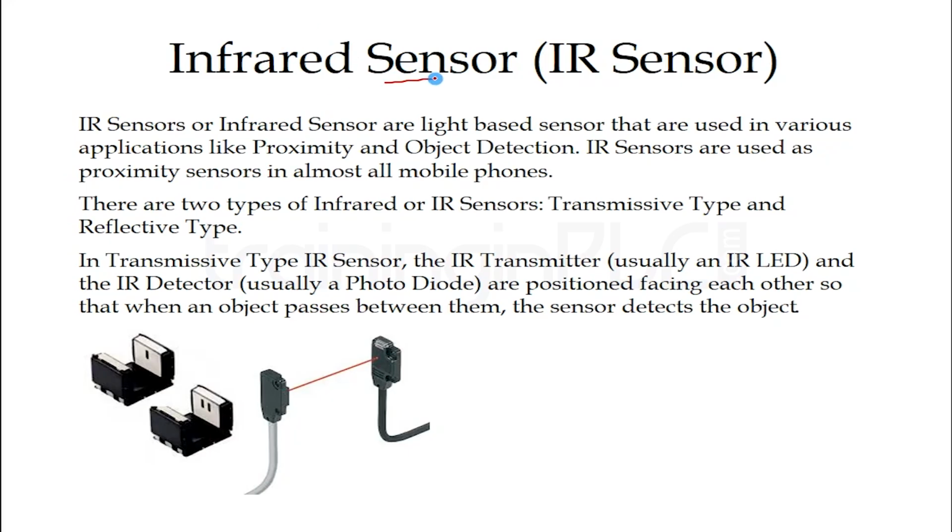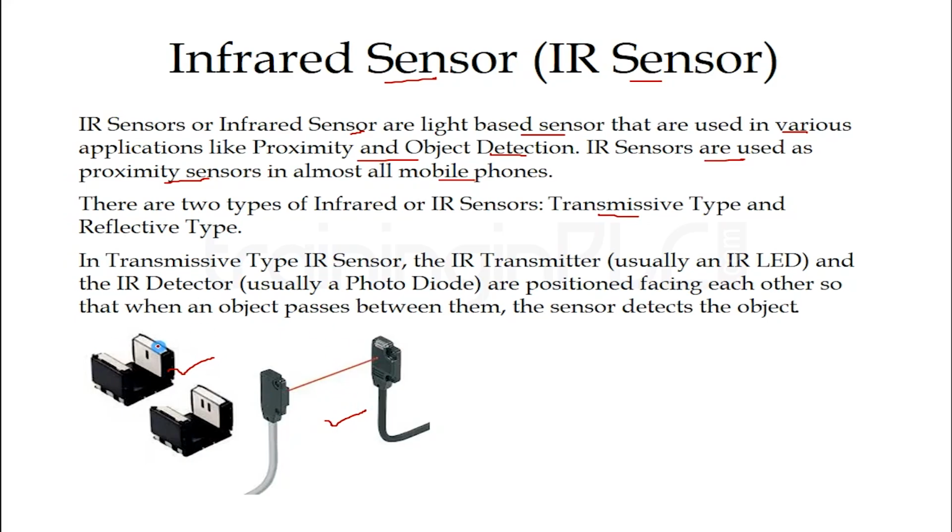Next, infrared sensors or IR sensors. IR sensors are light-based sensors that are used in various applications like proximity and object detection. IR sensors are used as proximity sensors in almost all mobile phones. There are two types of IR sensors: transmissive type sensor and reflective type sensor.